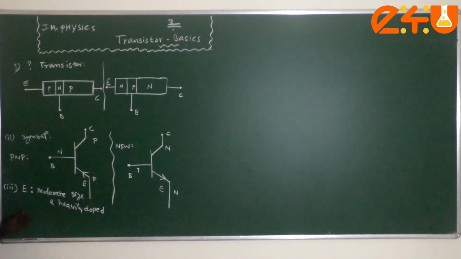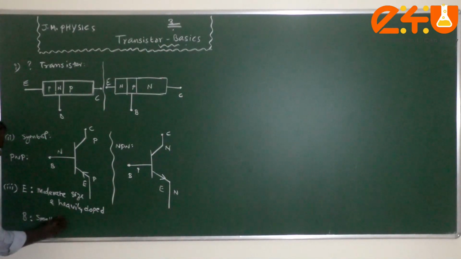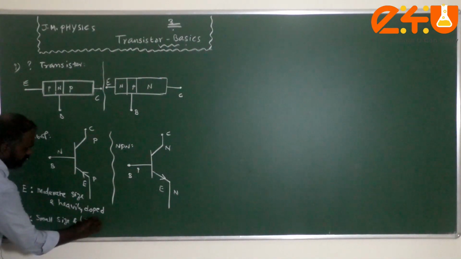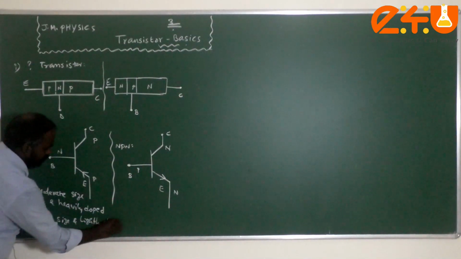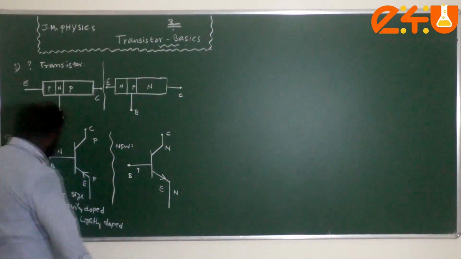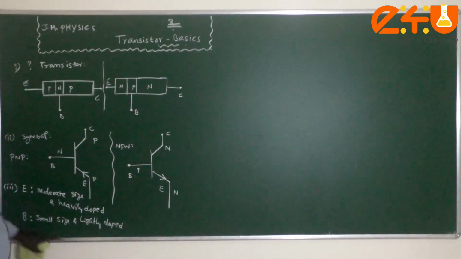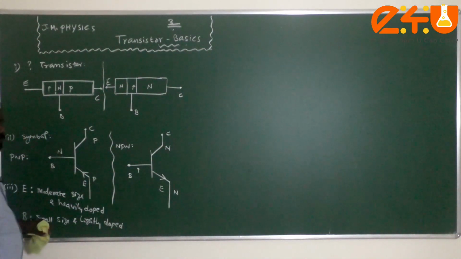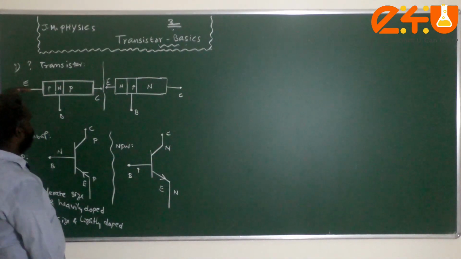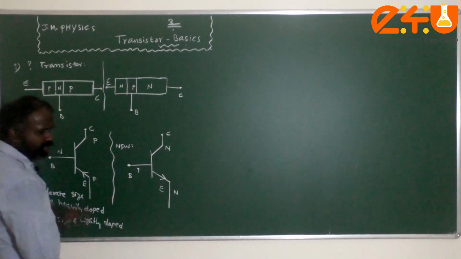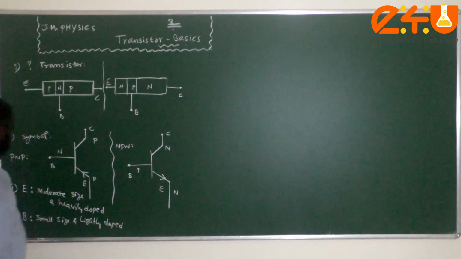In case of the base, it is very small in size and lightly doped. Therefore the concentration of charge carriers is very low. Why is the base made very small? To reduce recombination when the majority carriers go from the emitter to the collector through the base layer. We will discuss that in the working of the transistor.